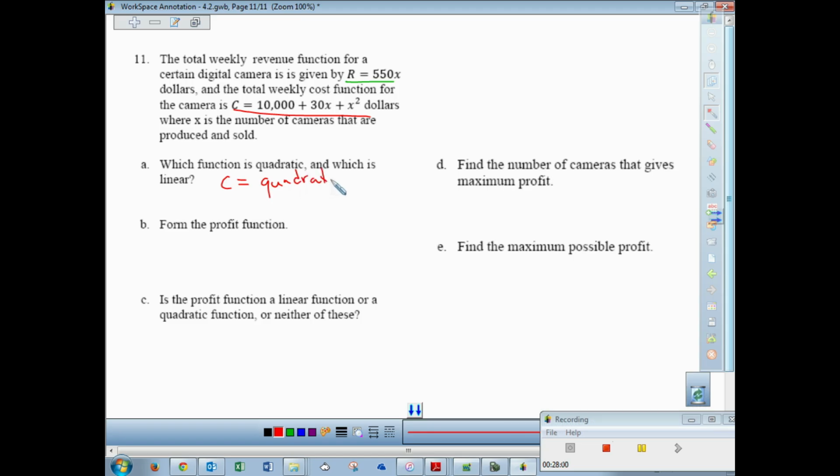Please spell it right. It's right there in front of your face. And R is this green function right here. Isn't it just got x's to the first power in it? That means he is linear.